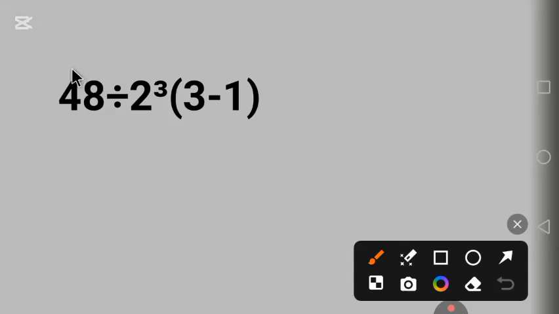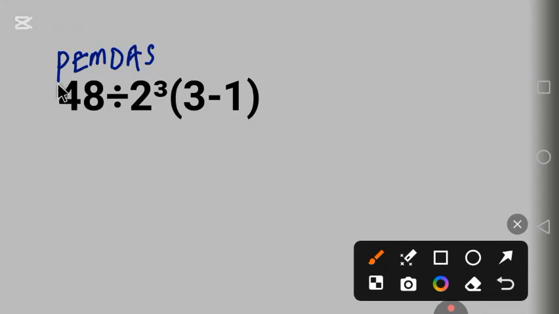Let's begin. Using PEMDAS: parentheses, exponent, multiplication and division. Multiplication and division have the same order of priority, so we begin from left to right. When addition and subtraction have the same order of priority, we also begin from left to right.